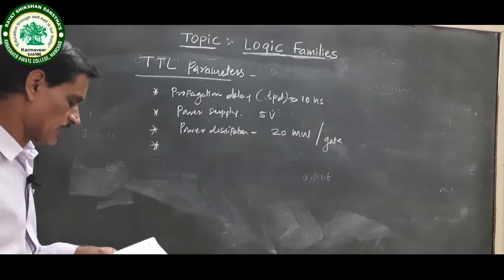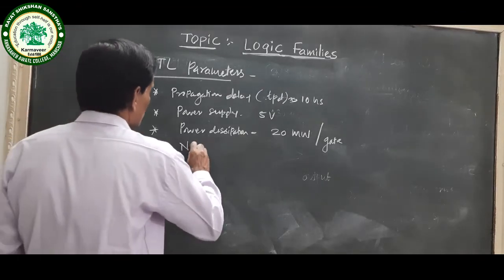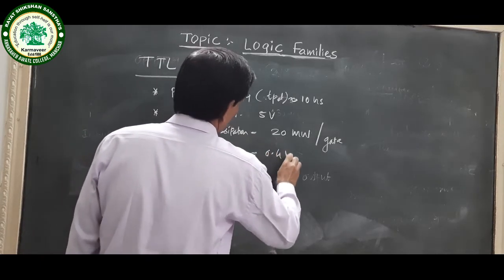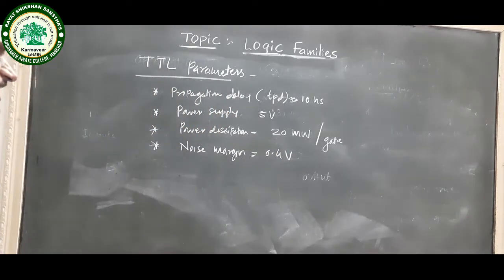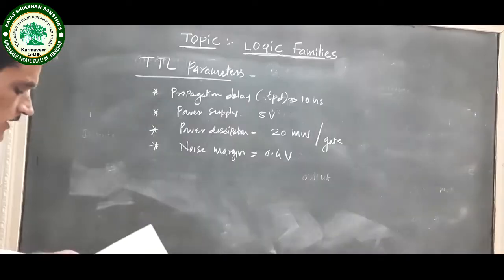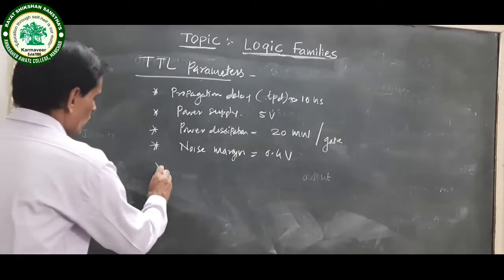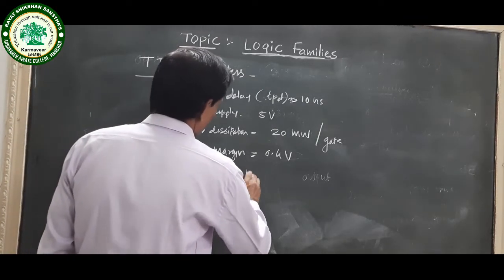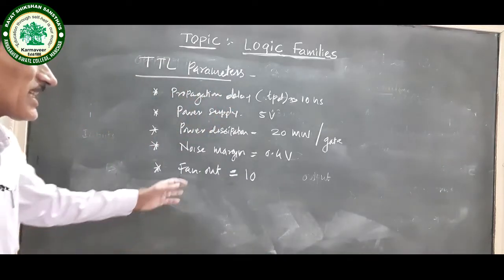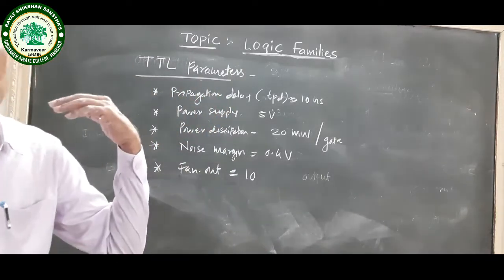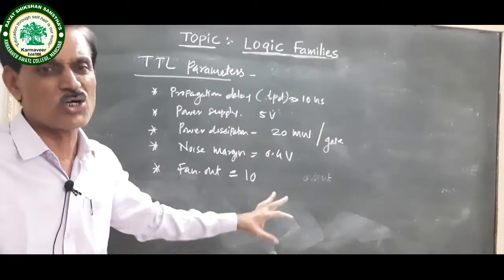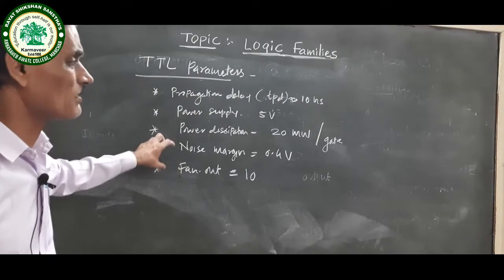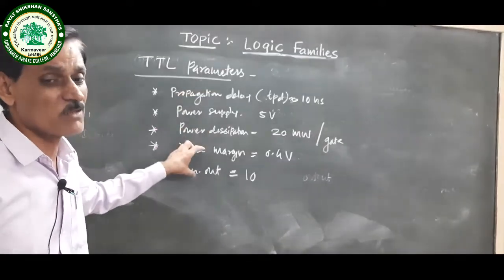Low power dissipation actually. The noise margin value is in the order of 0.4 volt. TTL devices can tolerate noise in the order of 0.4 volt. And one more advantage you have to remember, it has high fan out, and the value is 10. It means a single TTL gate can drive 10 similar gates at the output without using driving circuits. These are some important TTL parameters provided by the manufacturer.